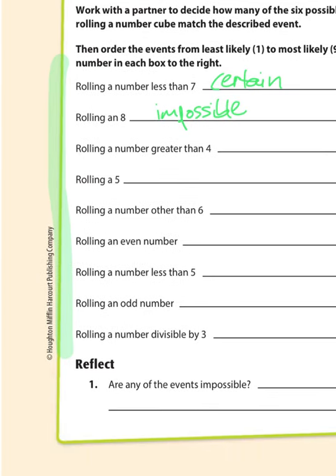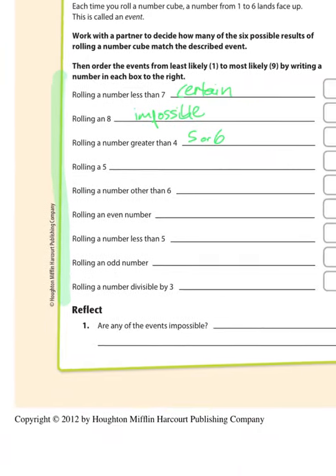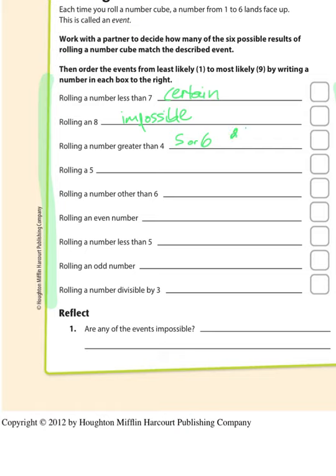All right, rolling a number greater than 4, that would be 5 or 6. Well, that's 2 faces out of the 6 faces. So that has 1/3 of a chance that that's going to happen. So there's 2 events that would fit that out of 6 possible events. We just simplified 2/6 to 1/3. All right, rolling a 5, that's only 1 event out of these 6 possible events. Rolling a number other than 6, well, there's 5 numbers other than 6 out of these 6 possible events.